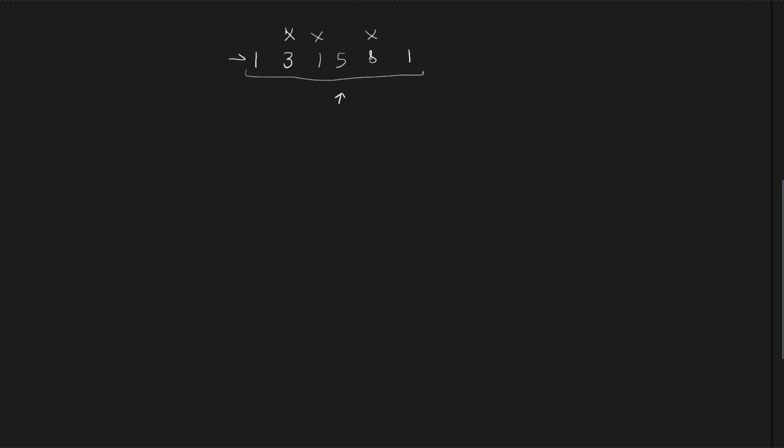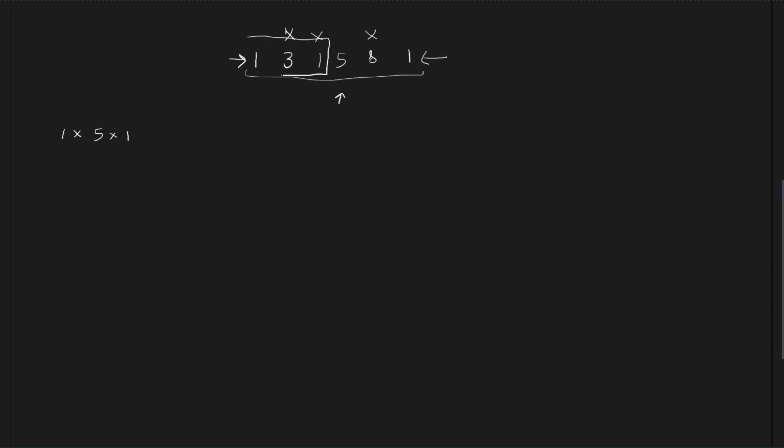I know that on this end 1 will be there and on this end 1 will be there, right? So I already know my answer: it will be equal to 1 into 5 into 1, if I assume that in the range 1 to n, 5 is the only element remaining. Now how do I calculate the answer for the remaining elements? I can do the same thing.